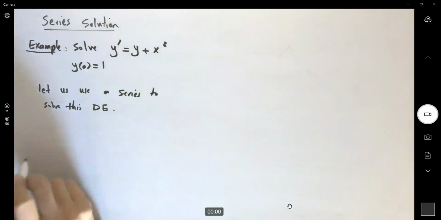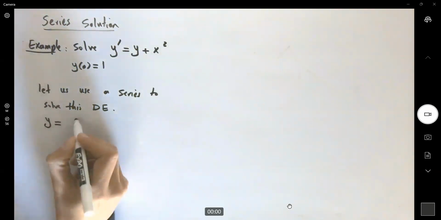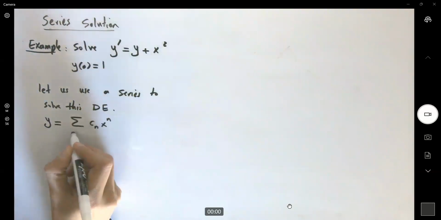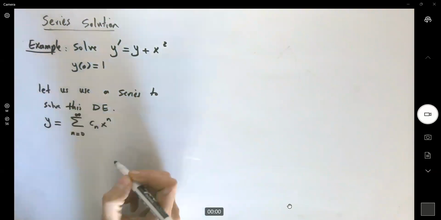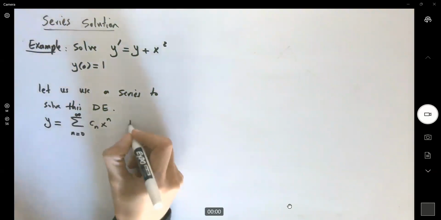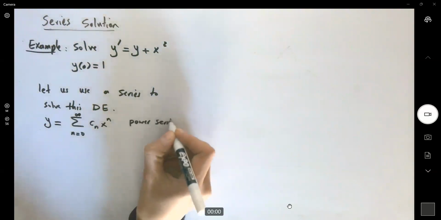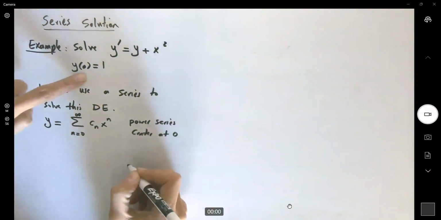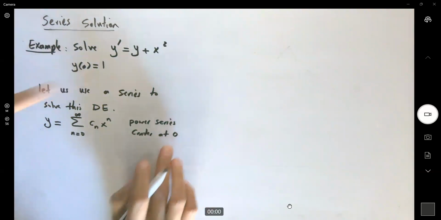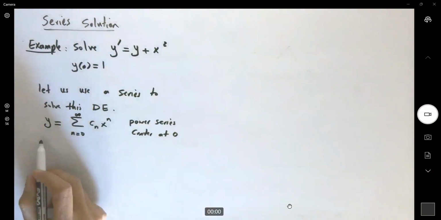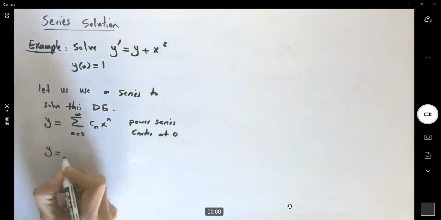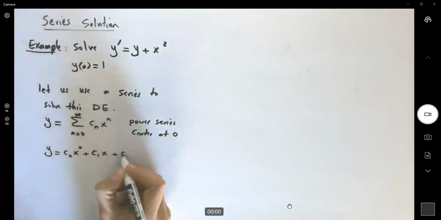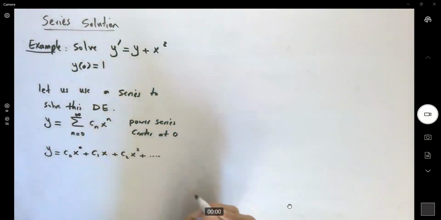Well, let us work with y equals the sum of c_n x to the n, starting from 0 to infinity. As you can see, we have a power series with center at 0. Remember how we write this in expanded form: y is equal to c sub 0 x to the 0 plus c sub 1 x to the first power, c sub 2 x squared, plus the rest of the terms.